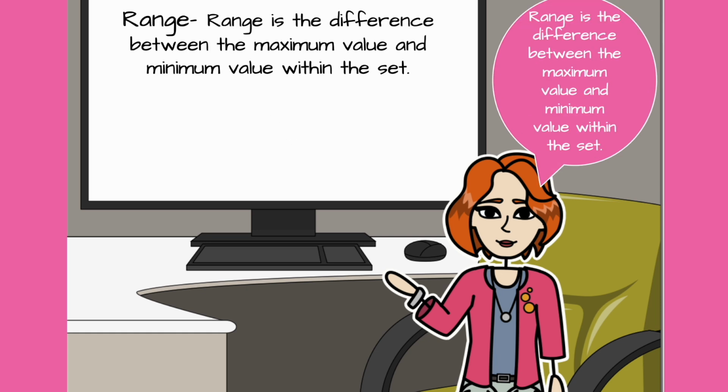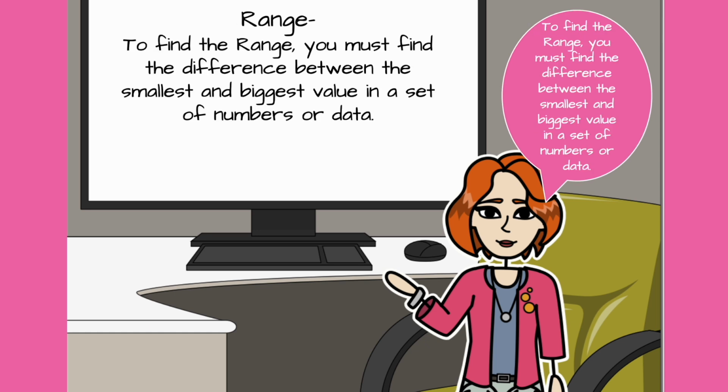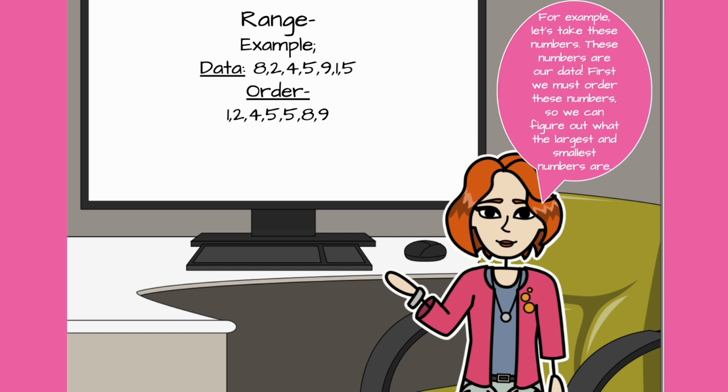Now let's move on to range. Range is the difference between the maximum value and the minimum value within the set. To find the range, you must find the difference between the smallest and biggest value in a set of data. For example, let's take these numbers. These numbers are our data.